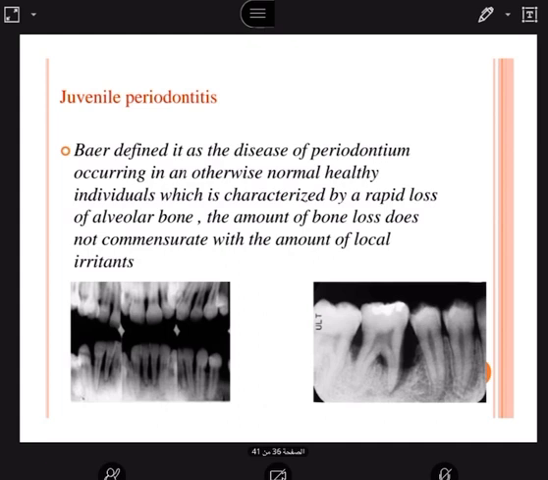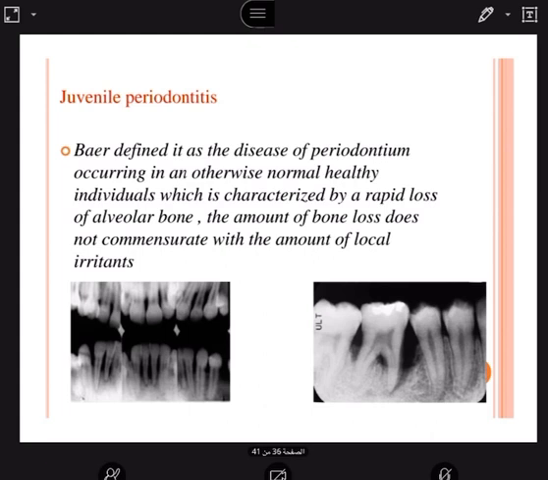Baer defined it as a disease of the periodontium occurring in an otherwise normal healthy individual, which is characterized by a rapid loss of alveolar bone, where the amount of bone loss does not commensurate with the amount of local irritants. When I read it like this, you will not understand what it is. Basically, what he's trying to say is that the individual is healthy, but he is having a rapid loss of bone. He does not have any systemic issues.